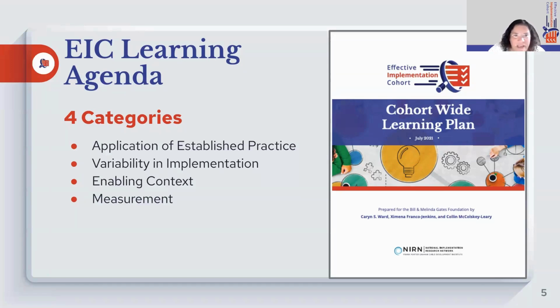So for our EIC, we had our learning agenda that had 4 categories. And those categories were the learning questions that we were tasked to answer. Those learning questions were within the category of application of established practice, and what does that take? What is the variability in implementation across our cohort and within various contexts, as well as what are those enabling conditions that support the implementation, and questions related to measurement.